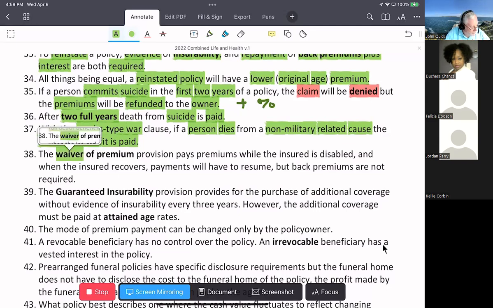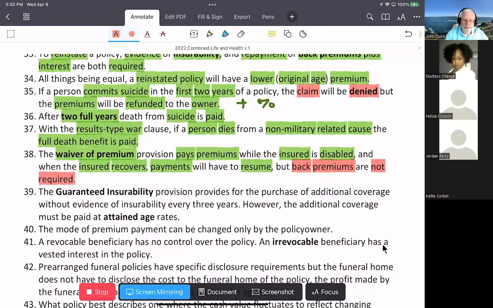Waiver of premium. This provision pays premiums while the insured is disabled. And when the insured recovers, payments will have to resume, but back premiums are not required. That wouldn't be much of a waiver, would it? So you just pick it up from there.